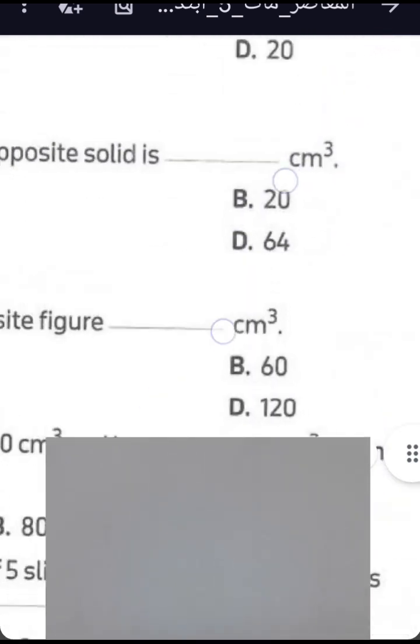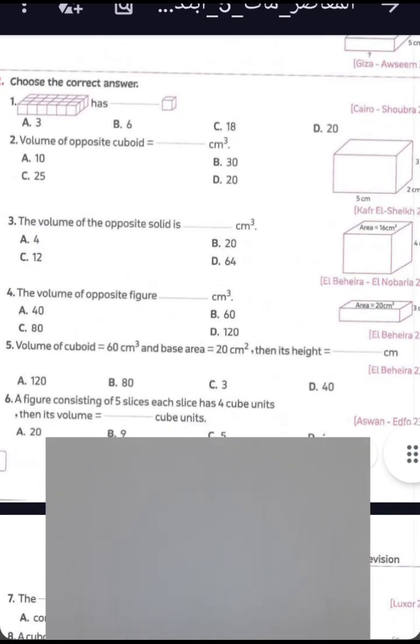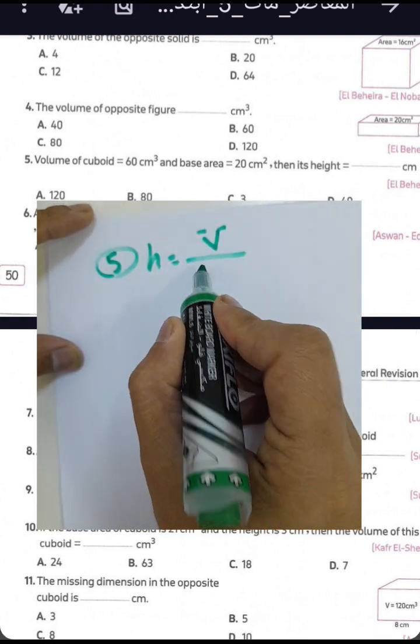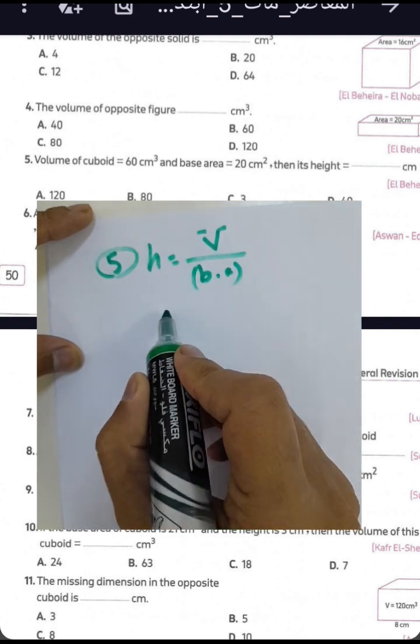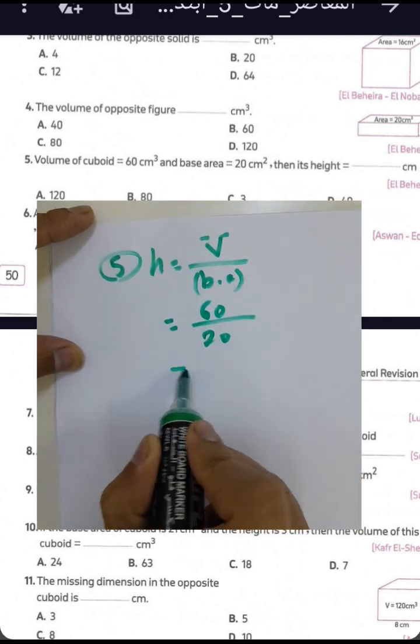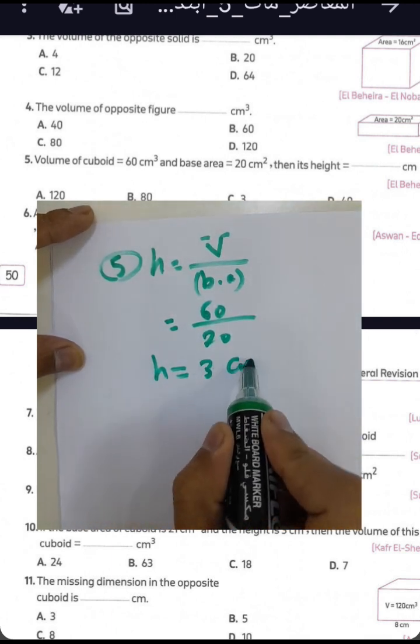Next question. Question number 5, page 50. The volume of the cuboid was 60 cubic centimeters and the base area was 20. Then we want to find the height. The height equals volume over base area. Volume was 60 and base area was 20. 60 divided by 20 equals 3 centimeters.